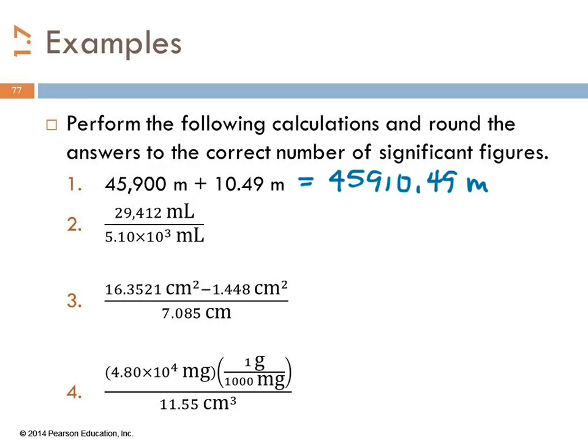Now, to round this, we need to think about what operation we are doing. We're doing addition. So the rule for addition is we're looking at decimal places, not number of sig figs. So 10.49 has how many decimal places? It's got 2. How many decimal places does 45,900 have? Well, it doesn't really have any decimal places. Well, where's the uncertainty in this number?